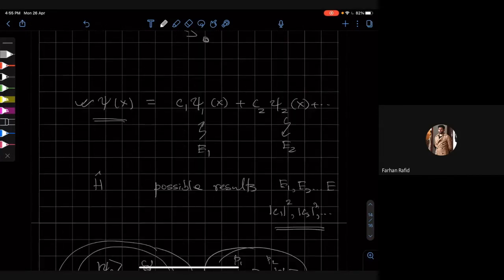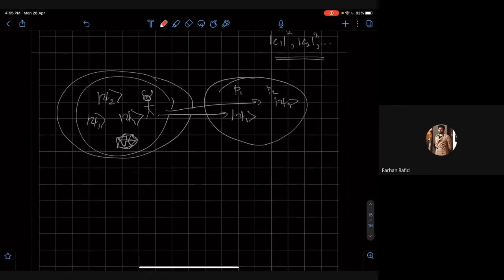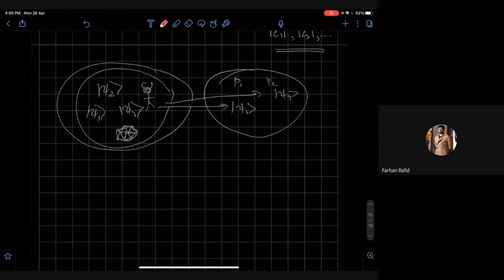It turns out that this situation cannot be described using the linear combination technique. That's something I'm going to put in a tutorial problem, to show that it cannot be expressed like that. To express this more general sort of situation, we need something called a density matrix. Okay? So what is a density matrix?